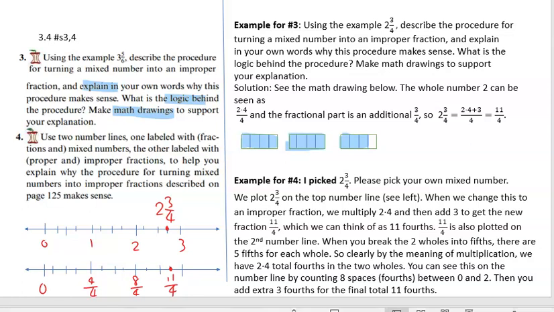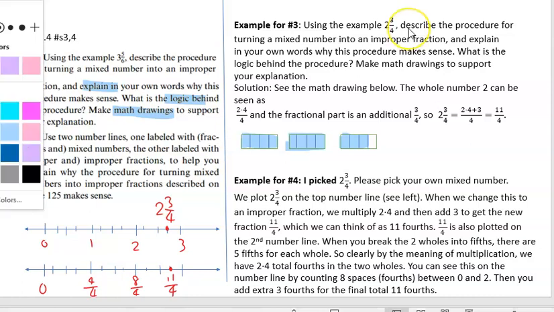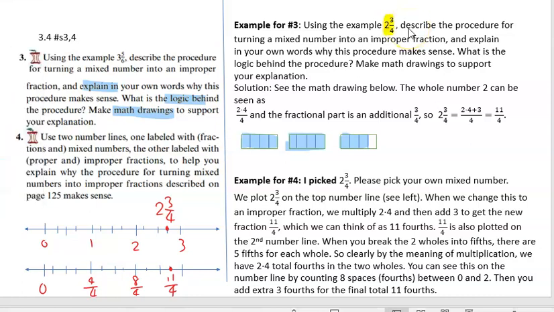Section 3.4, homework problems number 3 and number 4. We're going to look at these two problems together because they're very similar. First of all, we're going to learn how to convert a mixed number. 2 is a whole number, 3/4 is a fraction. So we're going to convert this mixed number to an improper fraction.